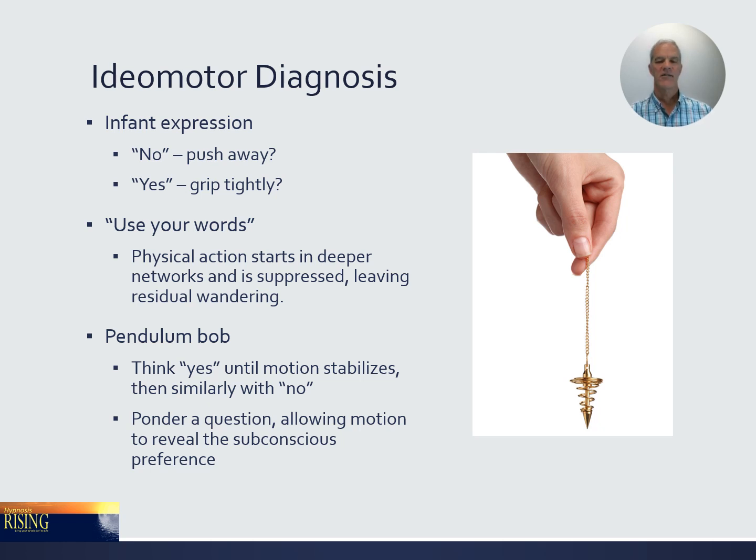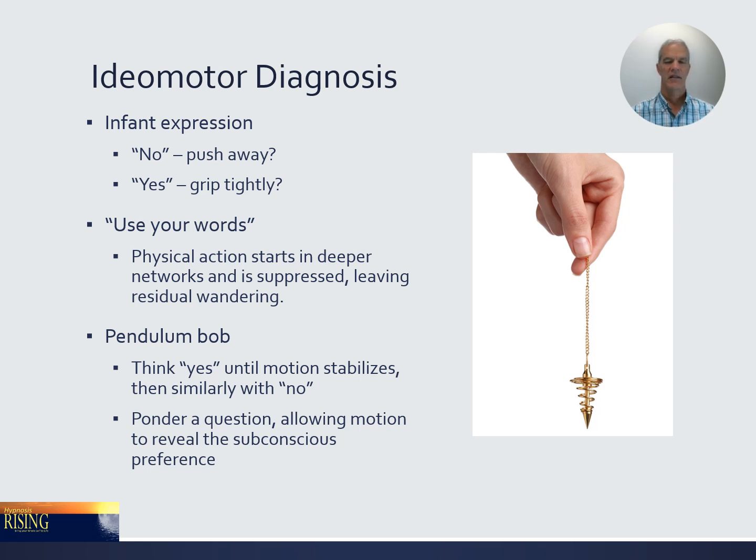In infancy, yes and no are expressed through gross motion. No perhaps by pushing away with the entire arm, yes by gripping tightly with the fingers. This expression is unique to the individual. Once we learn to talk, however, we are told to use our words. As with triune disorders, we do not unlearn the physical action, but rather suppress it. The muscles still tense slightly, but other networks suppress the motion while triggering speech. It is the residual tension that generates the characteristic motion of the pendulum bob.